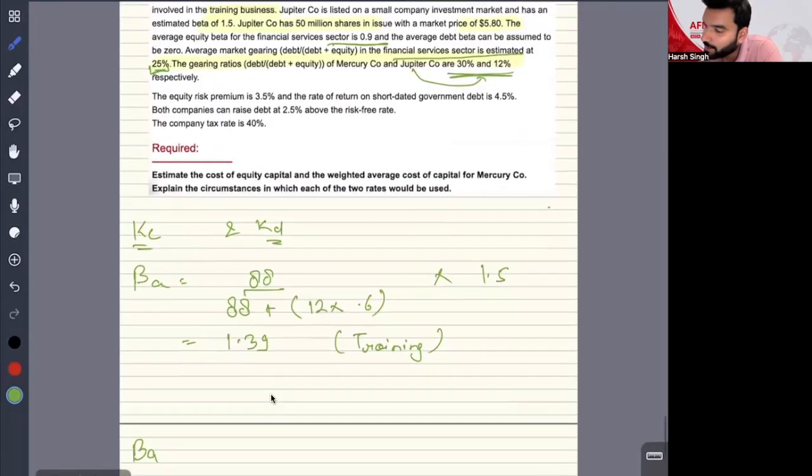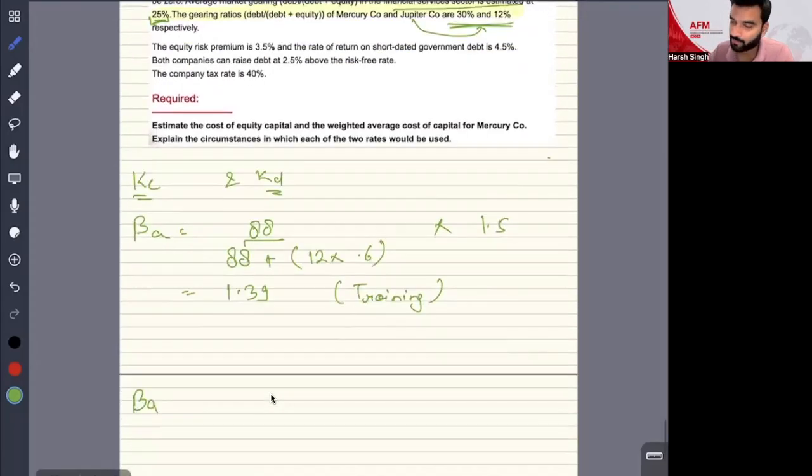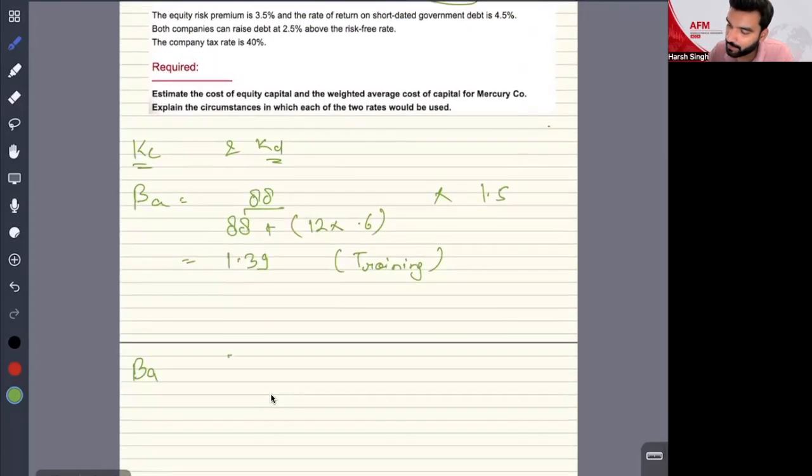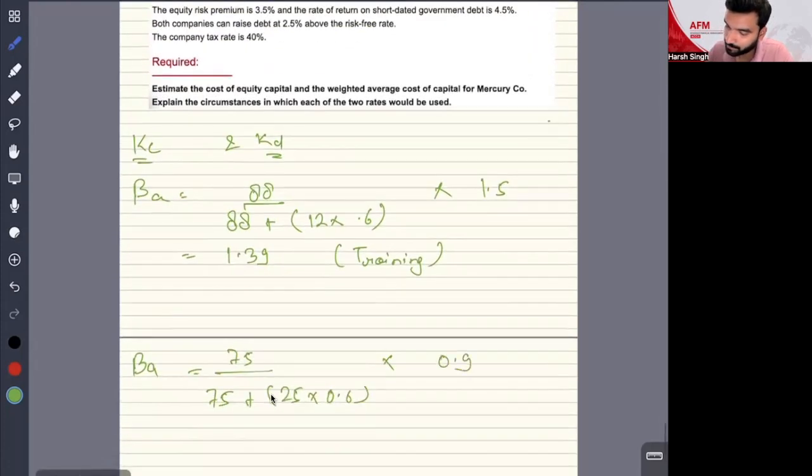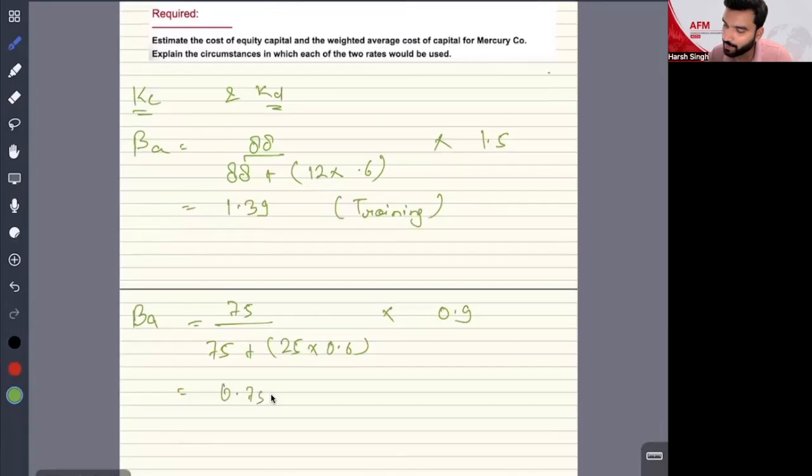Okay, and average equity beta is 0.9. So how much will that be? 75 divided by 75 plus 25, into 0.6 multiplied by 0.9. Whatever is here, everyone, what is the final amount? 0.75, and this is for the financial, correct? Now we have the betas. We have the two betas ready.